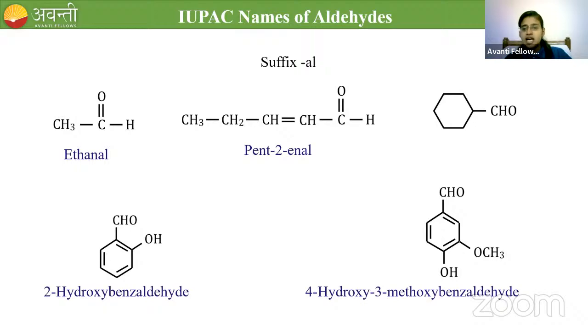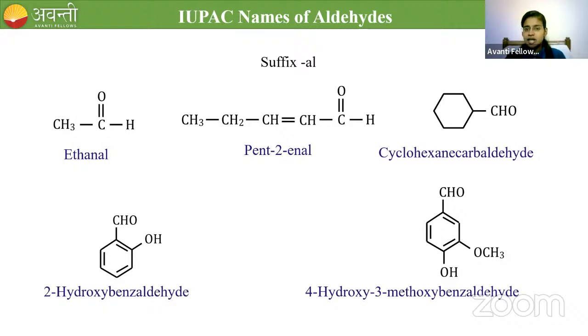Since we have a 6-carbon cyclohexane ring here, the name of this compound is cyclohexane carbaldehyde. If you have a 5-membered ring attached to CHO, then it is called cyclopentane carbaldehyde. It is not cyclohexanal or cyclopentanal. You have to use the name carbaldehyde. If CHO is attached to a ring which is not aromatic in nature, then use the word carbaldehyde. Is it clear for all of you? So these are some of the cases of aldehydes.